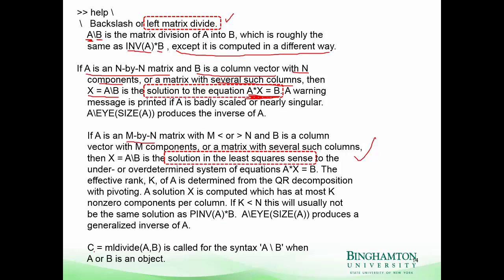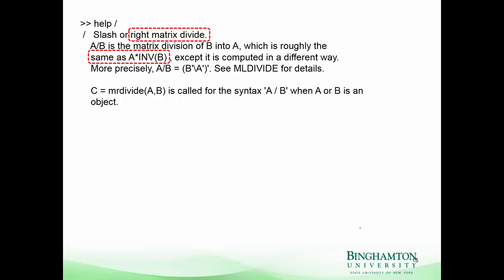Now, when A or B is a more general object, and we'll talk about those things later on in the course, you can't use the backslash. You need to use a function called mldivide. But for now, don't worry about this. I'm just putting it there for completeness.